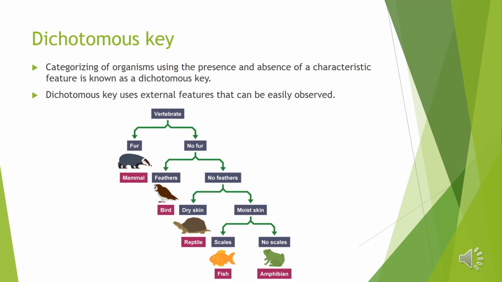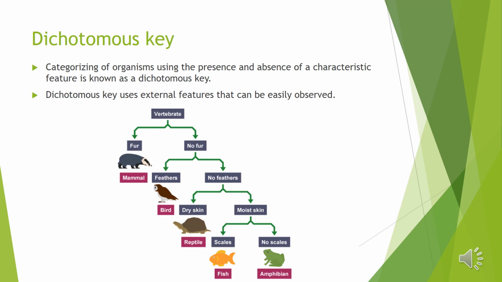Okay, the ones which do not have fur are again categorized into two: the animals which have feathers and the animals which have no feathers, right? The animals which have feathers are the birds, and the animals which do not have feathers are the reptiles, fish and amphibians. The animals without feathers are categorized again into two: dry skinned ones and moist skinned ones. You already know the dry skinned ones are the reptiles, which have scales, right? And the moist skinned ones are two, fish and amphibians.